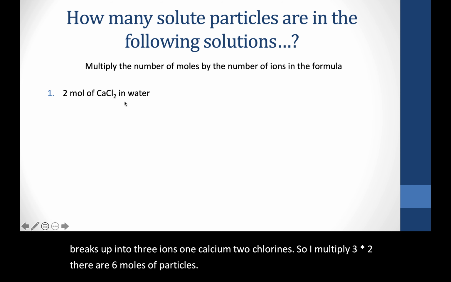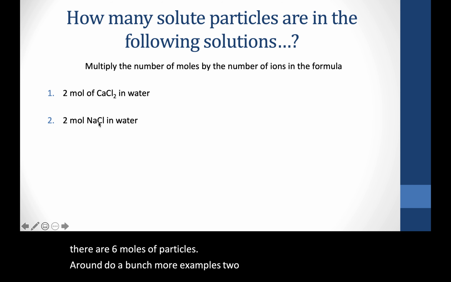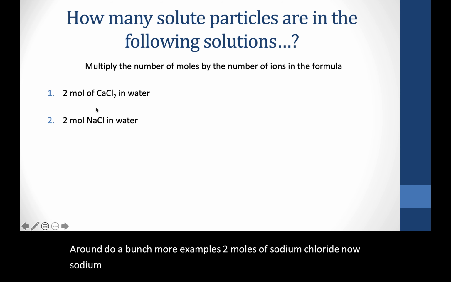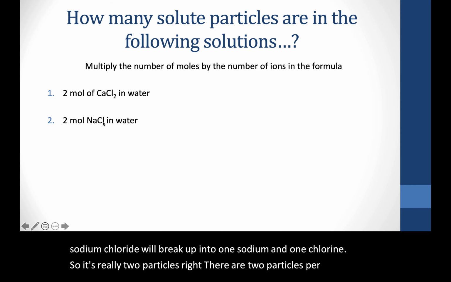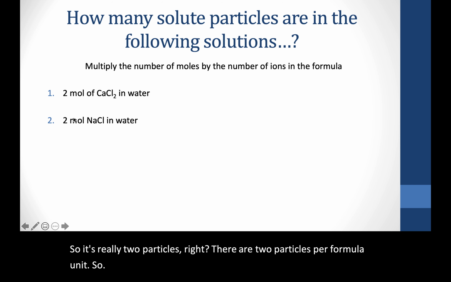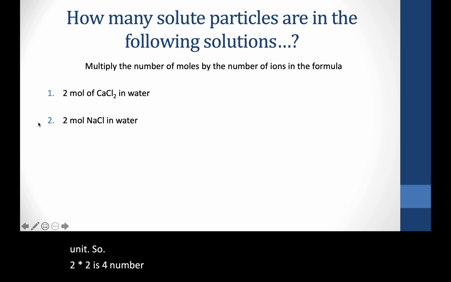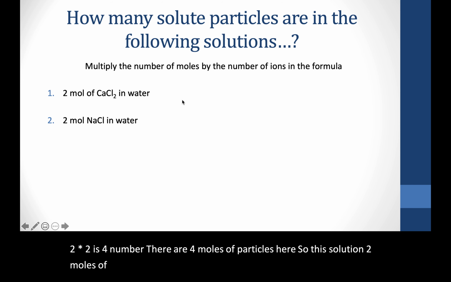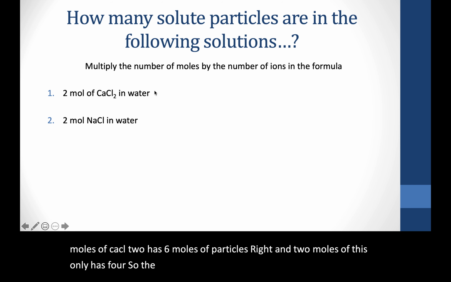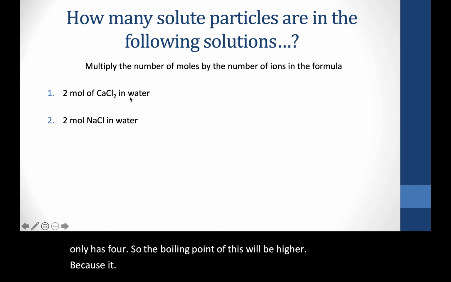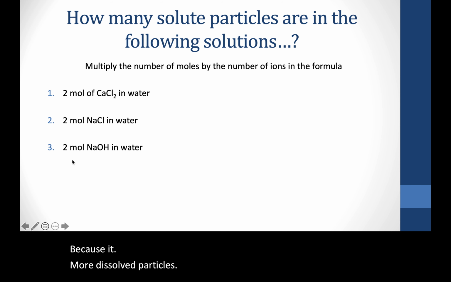I'm going to do a bunch more examples. 2 moles of sodium chloride. Now, sodium chloride will break up into 1 sodium and 1 chlorine. So it's really 2 particles per formula unit. So 2 times 2 is 4. There are 4 moles of particles here. So this solution, 2 moles of CaCl2, has 6 moles of particles, and 2 moles of NaCl only has 4, so the boiling point of the CaCl2 solution will be higher because it has more dissolved particles. A few more practice questions. 2 moles of NaOH in water. Now careful here.